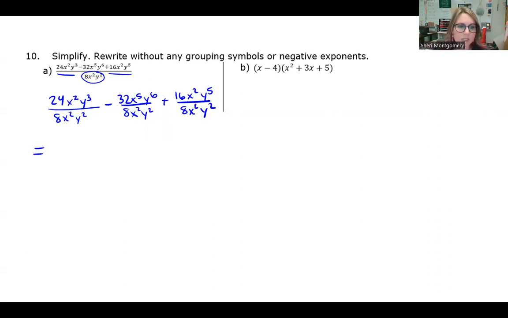We've got 24 divided by 8. 24 divided by 8 is 3. And then when I look at the x's, I have x squared over x squared. Anything over itself becomes 1. Now I have y's and they're being divided. 3 is bigger, so I get 3 minus 2. So I just get y to the first power. That's my first term. My second term, I have 32 divided by 8. What's 32 divided by 8?